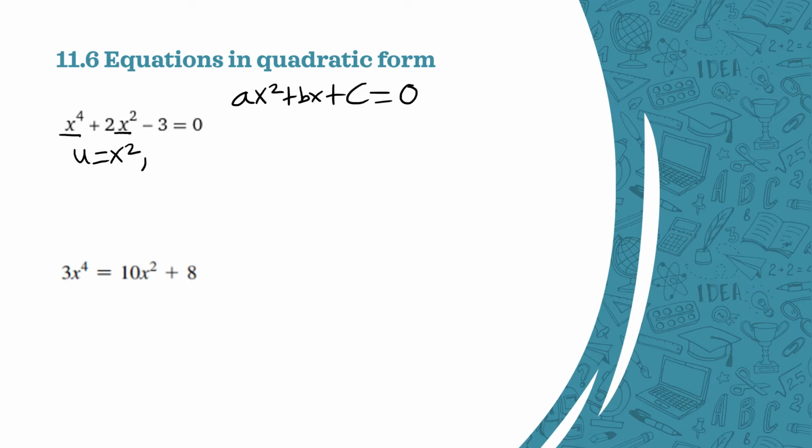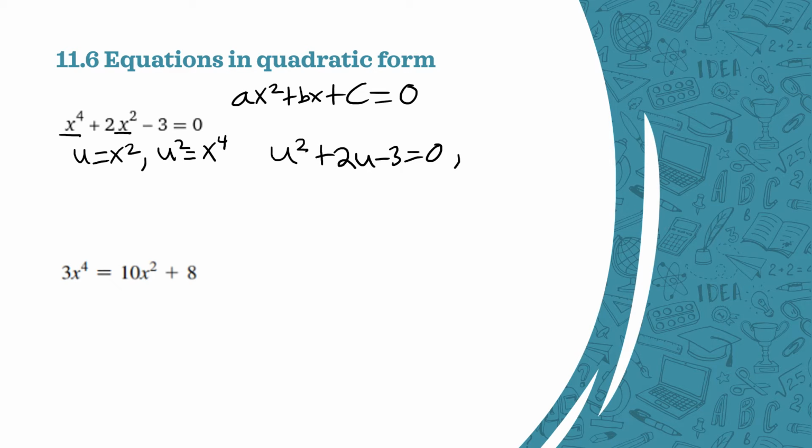Okay, well, I want to get another term that has a u in it, but I've got to substitute for x to the fourth. Well, if I square both sides of this, I'm going to get u raised to the second, which is u squared, and x squared raised to the second is x to the fourth. So now I can substitute. So x to the fourth is u squared, so it'll be u squared plus 2x squared, well, x squared is u, minus 3 equals 0.